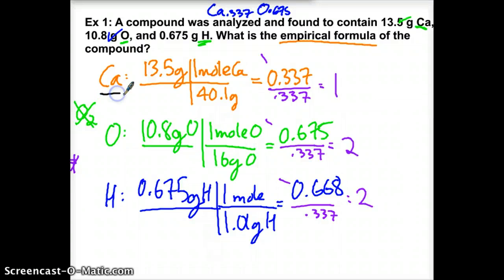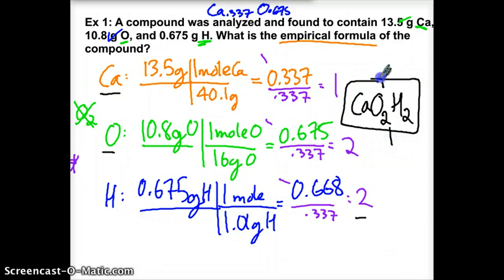Well, for calcium, we know there's 1 atom of calcium, so Ca. For oxygen, there's going to be 2 O's, so O2. And for hydrogen, we know there's going to be 2 as well, H2. So boom, right here, this is the empirical formula for this compound based on the masses given.